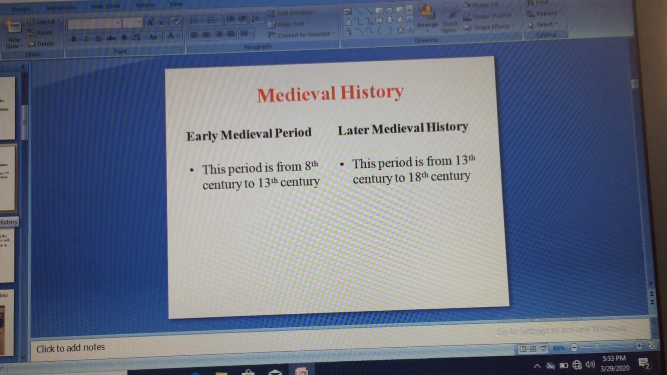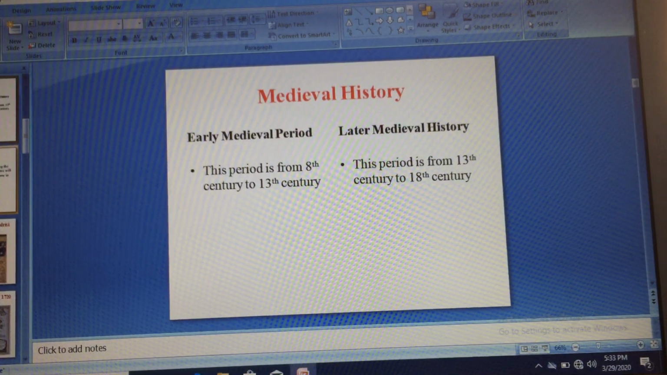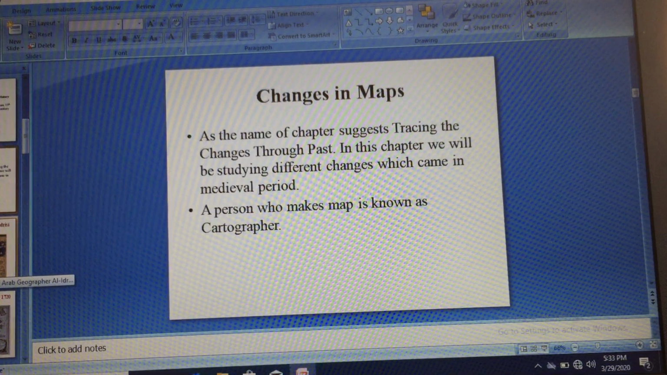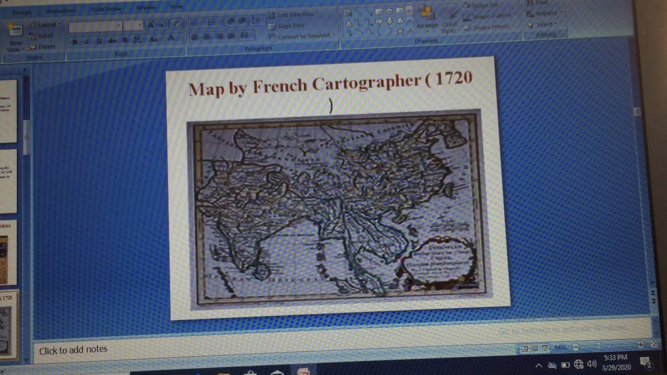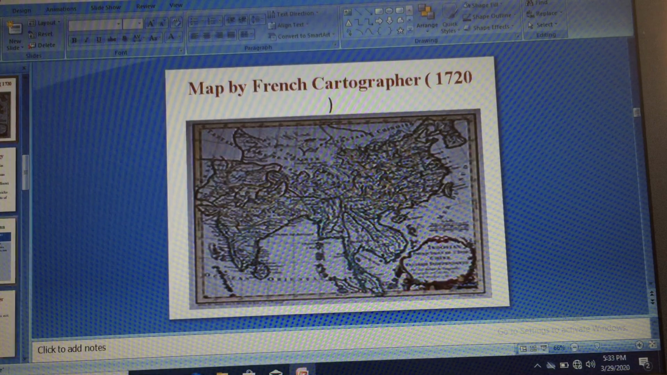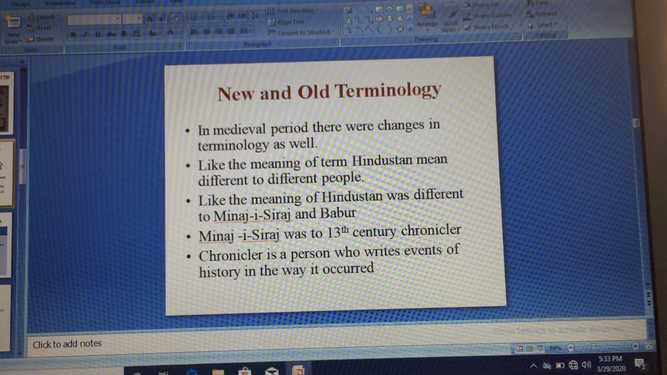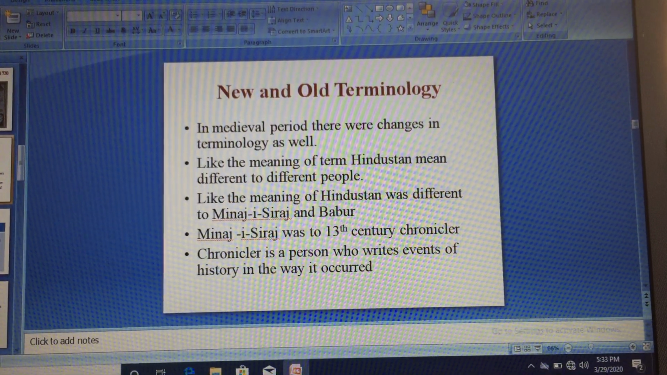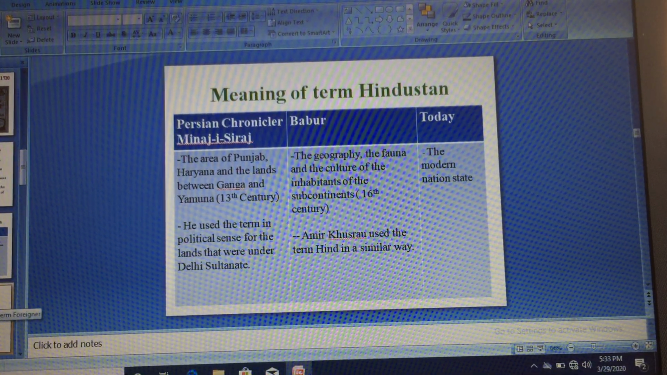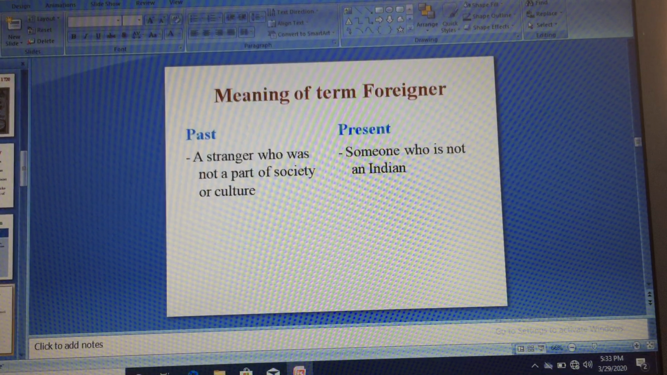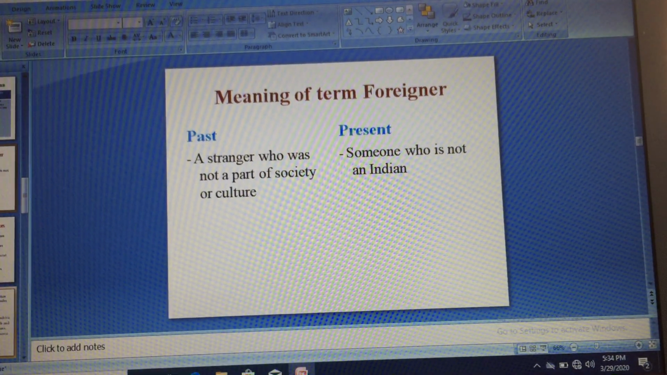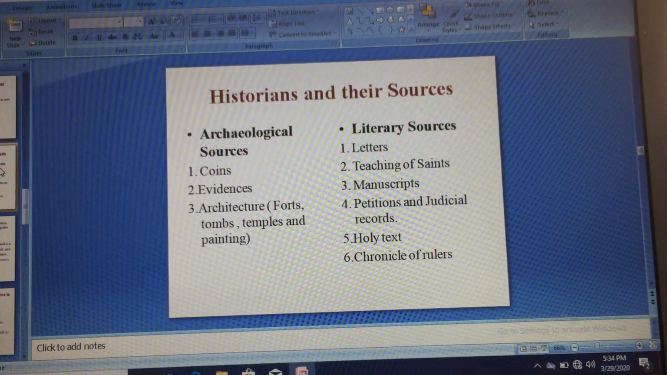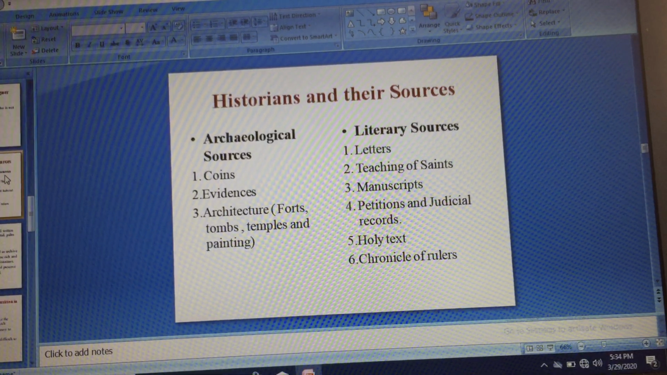Then we started tracing the changes which took place in the medieval period. The first change which we studied was changes in the maps of Al-Idrisi and the map of the French cartographer. Then we studied the changes in new and old terminologies, like the term Hindustan in terms of Minhaj Siraj and Babur. And then we studied the different meaning of the word foreigner then and now. Then we studied about historians and their sources.